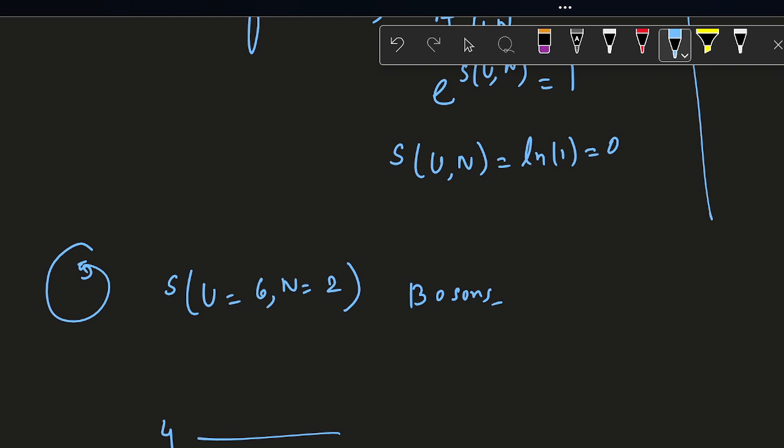How many ways can you do that? You can do it like 4 and 2. Also, you have one more possibility, because now we can put both particles on the same level, unlike the fermionic case. So if you put both the particles on level 3, you get the total energy as 3 into 2 equal to 6 also. So here 4 plus 2 equal to 6, and here 3 plus 3 equal to 6. So there are 2 possibilities. So omega is 2, that means your s for u equal to 6 and n equal to 2 is nothing but ln of 2.